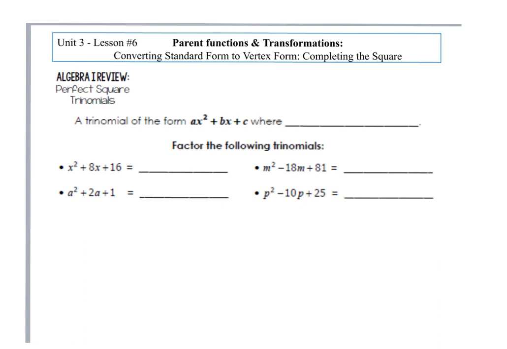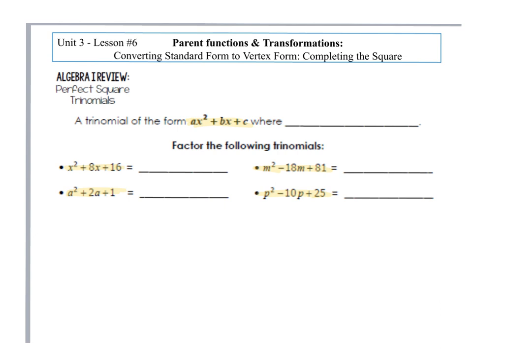So if you're looking at all of these examples that we have here, like x squared plus 8x plus 16, a squared plus 2a plus 1, m squared minus 18m plus 81, and p squared minus 10p plus 25, all of these quadratics, because x is squared, are in standard form. Okay, they're all lined out in a row. We have our x squared and then our x value and then our constant. That's this ax squared plus bx plus c form, which is standard form.